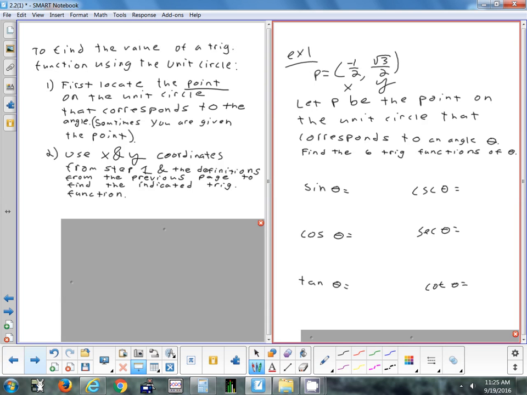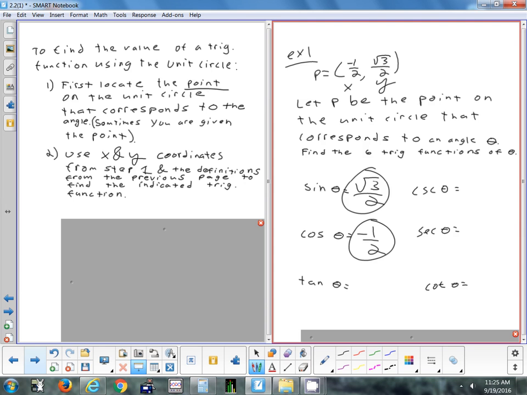Shakira, what is the definition of sine? What's it equal to? Y. Yeah, it's equal to y. So in this case, the sine is square root 3 over 2, and that's all you have to write for the sine. Jesse, what's my definition of cosine? X. And in this case, x is negative 1 over 2. Sine and cosine are the easiest two to find.